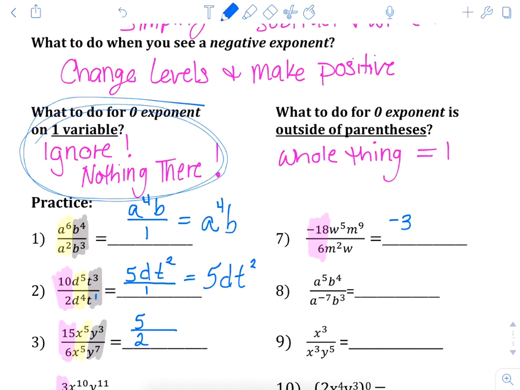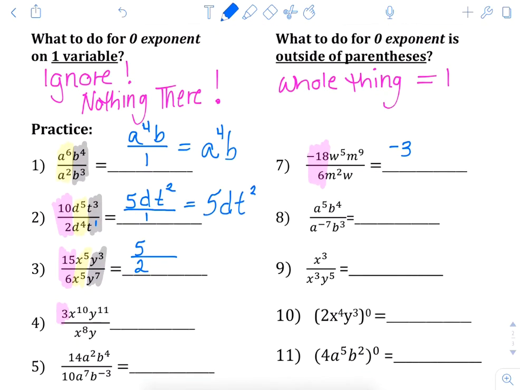Okay, well, if there's 0 x's, that means there's nothing there. We're going to ignore that completely. I don't need to write down any x's. You can think about it like they canceled off.